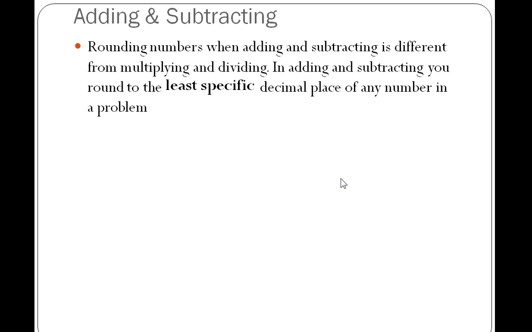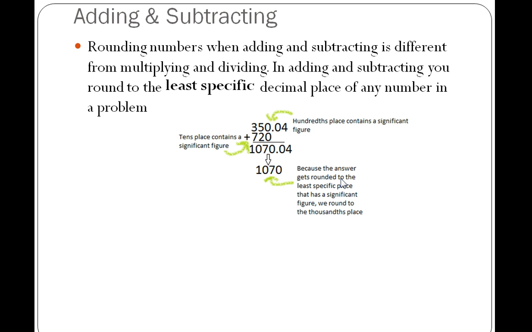Adding and subtracting. Rounding numbers when adding and subtracting is different from multiplying and dividing. In adding and subtracting, you round to the least specific decimal place of any number in the problem. So right here we're adding, you see that the first number is to the hundredths place, and the second number, the 720, is to the tens place. So when you get your answer, you make sure that it's in the least specific place. So the tens place was the least specific, so you get 1070 for your answer right there.